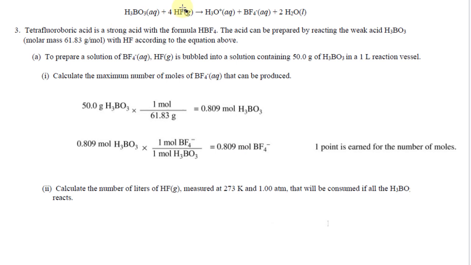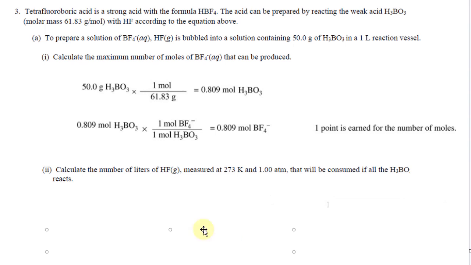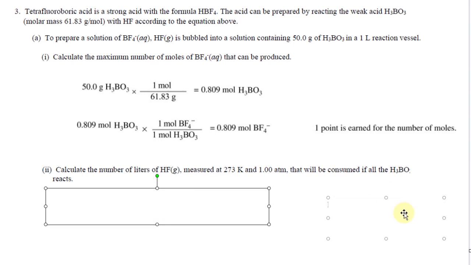1 boric acid makes 4 HF gases. So we've got a molar ratio. We can probably get a point just for that. In fact, I bet that when they do this scoring, they'll say, okay, 1 point for figuring out the moles of gas, because you need that to find the liters.